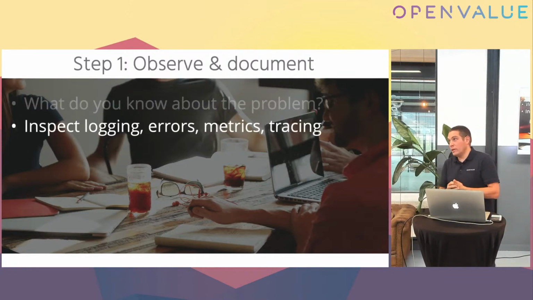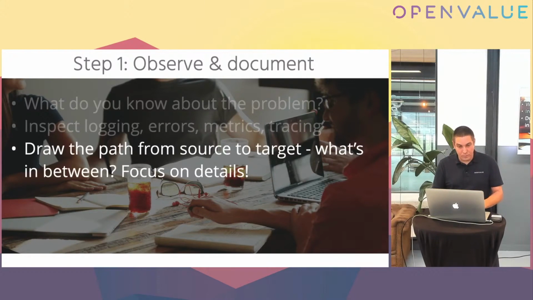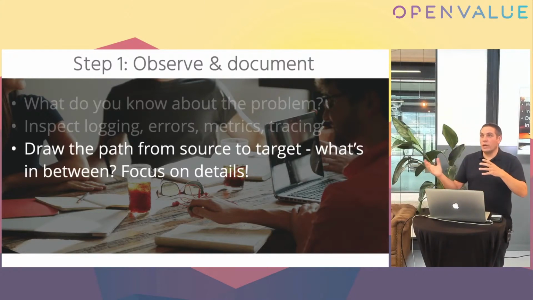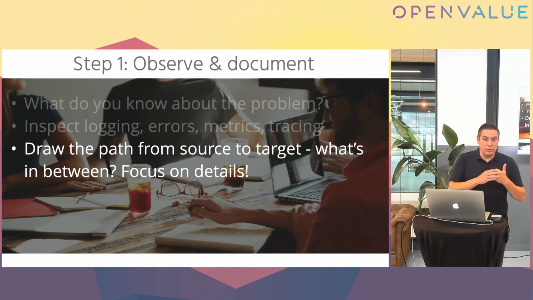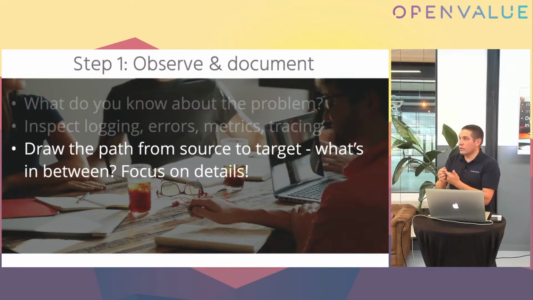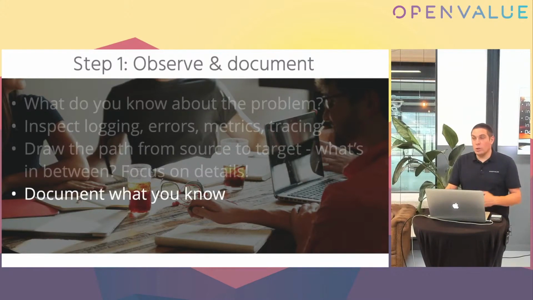Do I have any logging that might have errors? Any errors in the logging? Do we have metrics or tracing that I can look into that might give me an indication of what might be wrong? And then make a picture on a whiteboard and draw the path from source to target. So start all the way with the source machine, draw the path to the target machine, and think about what's in between. And focus on details, because there might be a firewall in between or a proxy in between that you forget, that maybe, I don't know, doesn't support HTTP chunking or injects some headers or removes some headers. So focus on details here and document what you know.